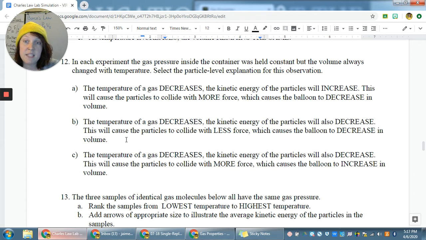B, the temperature of a gas decreases. The kinetic energy of the particles will also decrease. This will cause the particles to collide with less force, which causes the balloon to decrease in volume. C, the temperature of a gas decreases. The kinetic energy of the particles will also decrease. This will cause the particles to collide with more force, which causes the balloon to increase in volume.